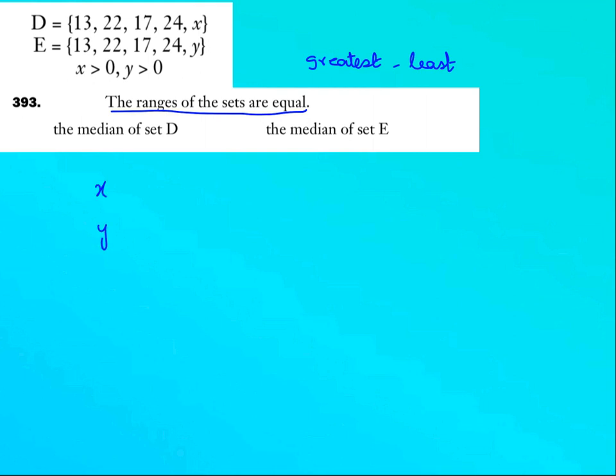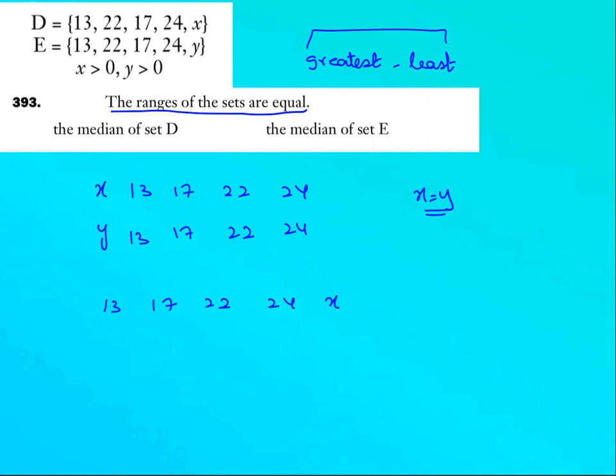Let's say x is here, y is here, and we have 13, 17, 22, 24. Now, if x and y are on extreme ends, they have to be equal. Because if they're not equal, the spread will vary. The difference between these two values will be different. I want that to be the same. So if x and y are on extreme ends, it can be the lower end or the upper end. They have to be equal, but only if they're on extreme ends. Now this is one possibility.